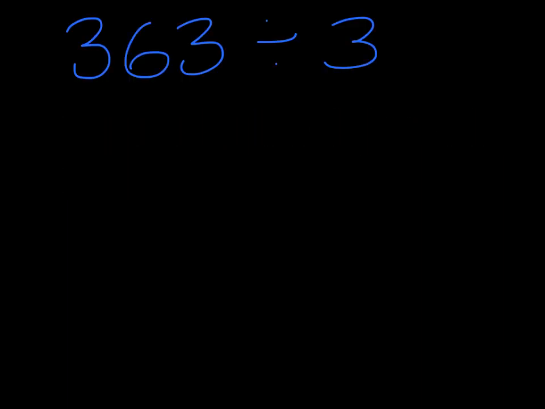Hello, my fellow mathematicians. Today we are going to be looking at a short division method, which is commonly known as the bus stop method. So our first calculation is 363 divided by 3.